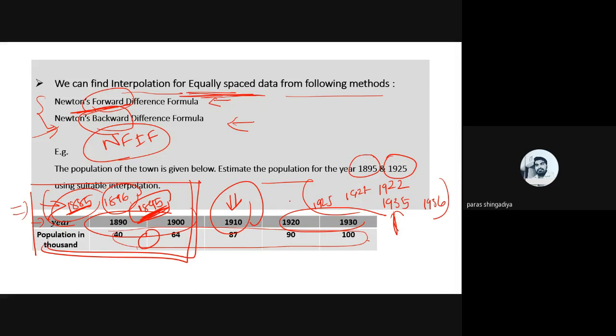And second case, when we apply Newton backward, if your unknown value is nearer to the ending, 1925, 1922, 1935, 1936, all these values are nearer to the ending of the interval. Which is the ending interval in the table? That is 1920 to 1930. That is the ending interval. Okay, so if your unknown value, this is the unknown value, we have to predict its value, the population we have to predict. So for this case, if it is nearer to the ending, then we'll use the Newton backward interpolation formula. That is the difference.